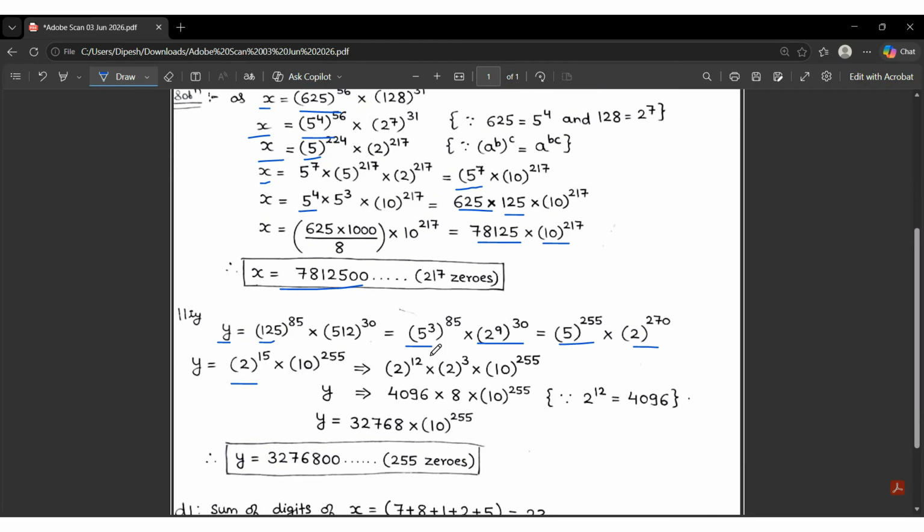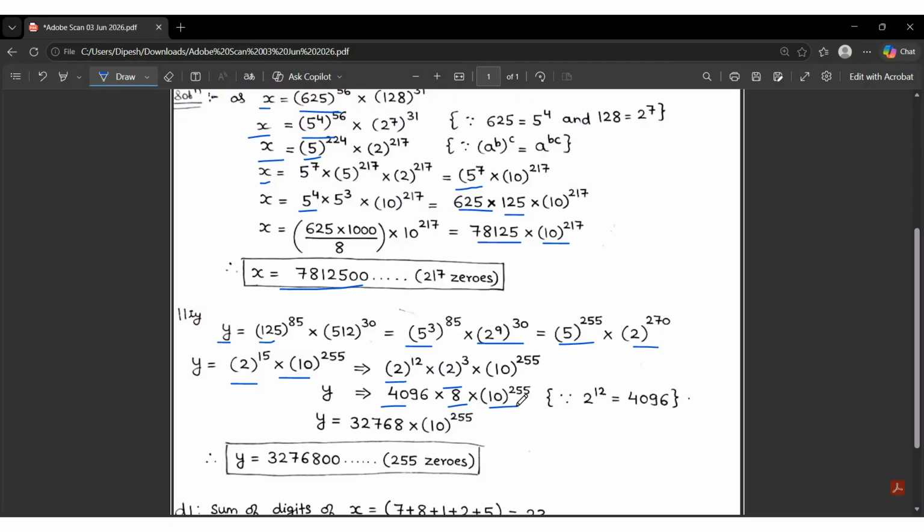Now 2 raised to power 15 can be solved by splitting it into two parts, 2 raised to power 12 and 2 raised to power 3. We know 2 raised to power 12 is equal to 4096 and 2 raised to power 3 is 8. Now multiplying 4096 by 8, we get 32768. So the value of y is 32768 followed by 255 zeros, which is already written here.